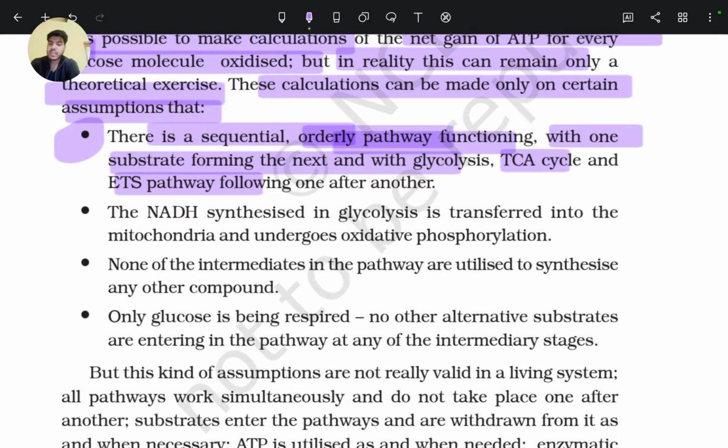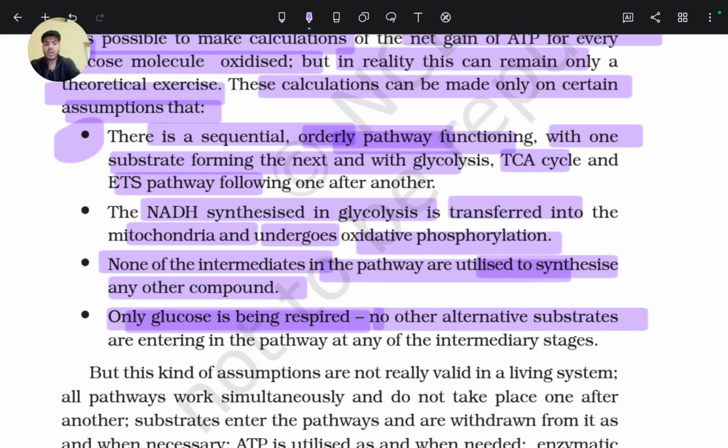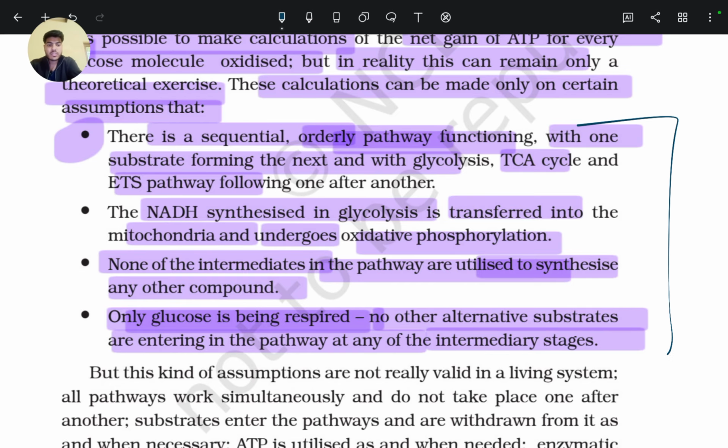And the third assumption is that NADH synthesized in the glycolysis process is transferred to the mitochondrial matrix to undergo oxidative phosphorylation. None of the intermediates in the pathway are utilized to synthesize any other compound. Only glucose is being respired, or only glucose is considered as substrate for this whole process. No other alternative substrates are entering the pathway at any of the intermediary stages. So these are the assumptions for this theoretical exercise.